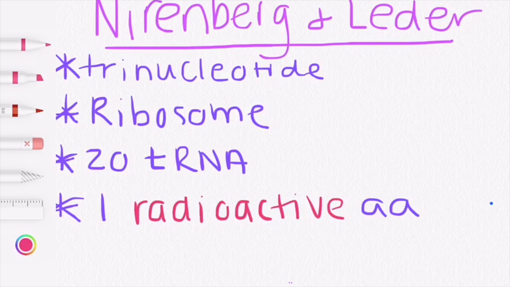Nirenberg and Leder's experiment started with a trinucleotide, which was just a single specific codon, a ribosome, and 20 tRNAs that were all bound to an amino acid, but only one of those amino acids was radioactive.